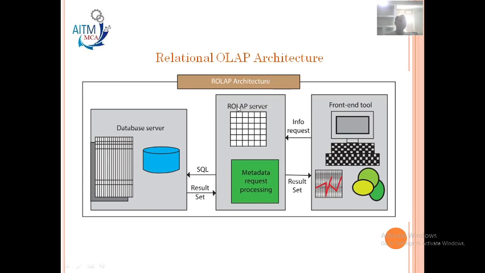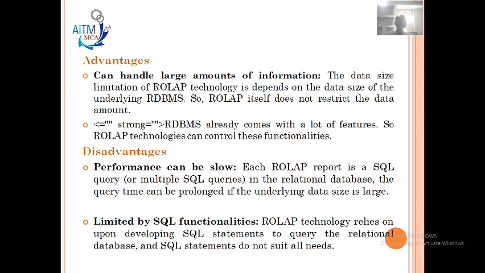Here the architecture is simple. We have the database server, which stores all the data in the form of tables. This is the architecture of the ROLAP, the relational OLAP architecture. Now, what are the advantages and disadvantages of this ROLAP? The advantages: this relational OLAP, based on the relational database management system, can handle a large amount of information.